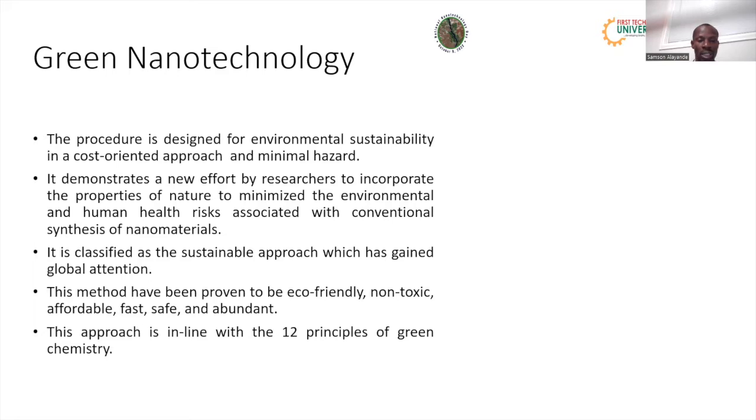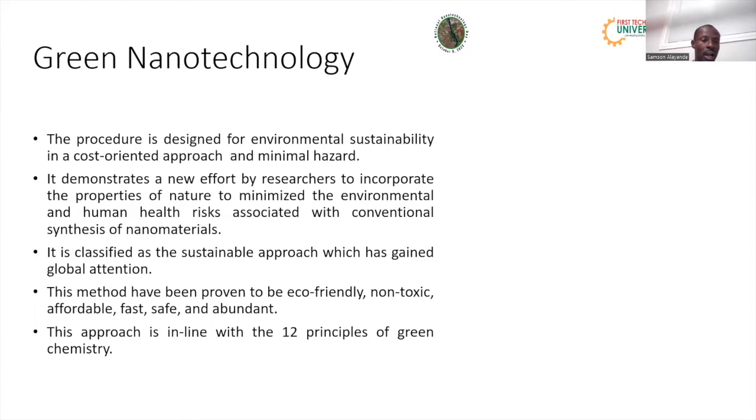environmental sustainability in a cost-oriented approach, but most importantly, minimum hazard. It's also geared towards minimum environmental and health risk. Of course, this is very critical in view of many of the worries that have been reported on conventional procedures for synthesis or development of nanomaterial.